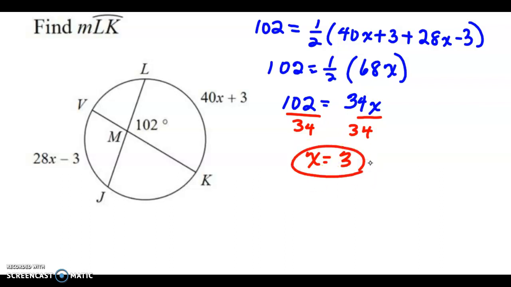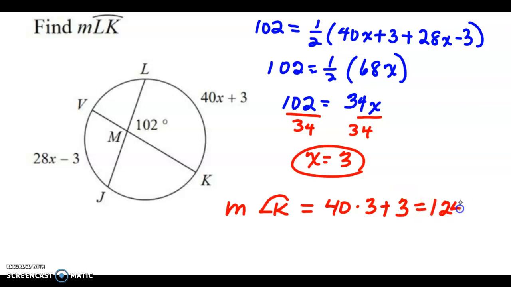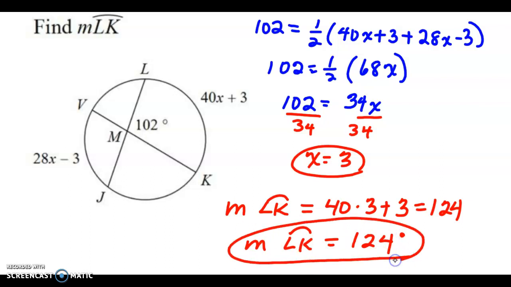Okay, now that we know x is equal to 3, our goal is to find the measure of the minor arc LK. So we just plug in that 3 for x, and we get 124. So the measure of arc LK is 124 degrees. All right, short and simple. Nice.